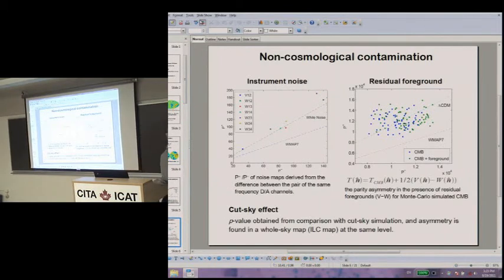Okay, so instrument noise is the first one to play. There are two channels for each band. So we subtract one channel from the other and then construct the noise map. Then we plotted this P plus P minus here to see whether it agrees with the white noise, the ratio of the white noise and W7 data. This line is showing the slope, which corresponds to the ratio of W7 data. So the slope is much lower than the W7 data. So it's unlikely that noise is the first one to play.